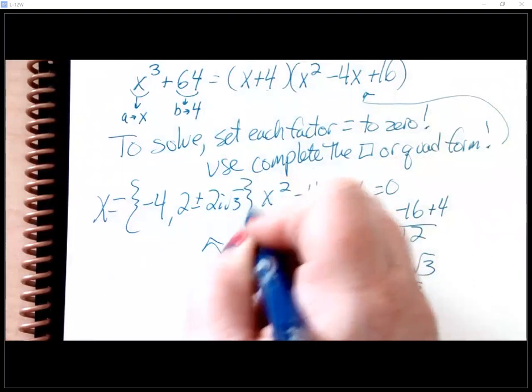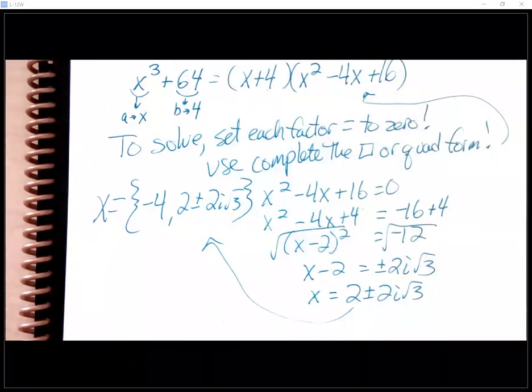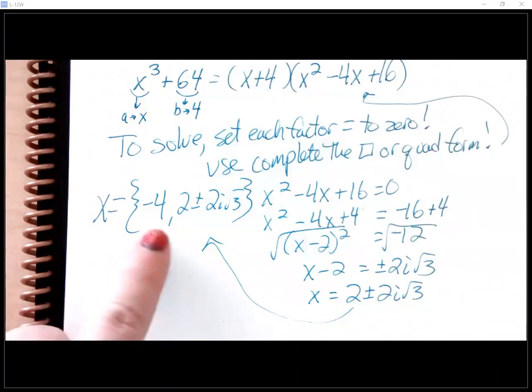So what does that tell me about this graph? The only time it actually crosses the x-axis is at -4 because these are imaginary numbers. So when it's imaginary, that just means it's never going to hit again. So it'll only hit at the real numbers. Okay, so far so good.